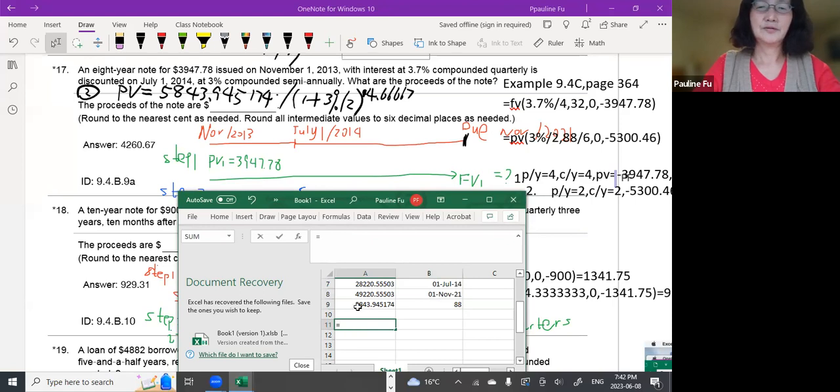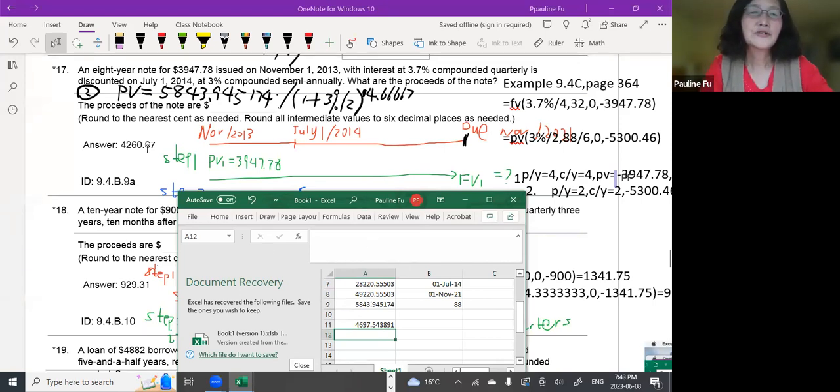I need to do this number divided by 1 plus 3% divided by 2, raised to power... 14.6666667. Okay. And this is the number.